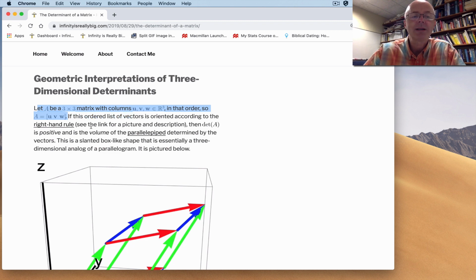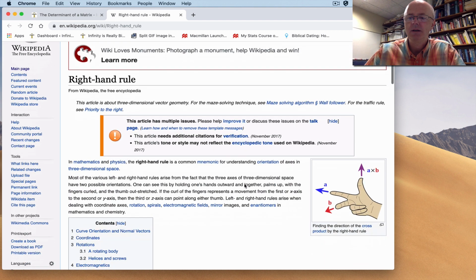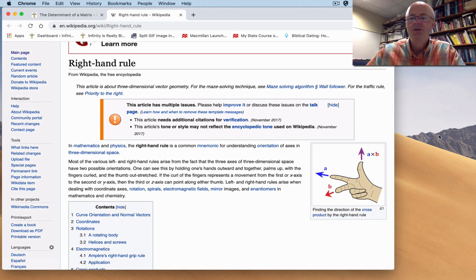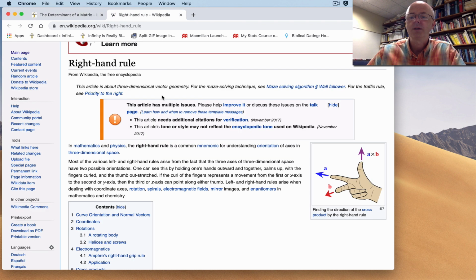In other words, you could write A symbolically like this: u, v, w. If this ordered list of vectors is oriented according to something called the right-hand rule. Now at this link there's a picture of it. Though I will tell you in this picture from Wikipedia here, they introduced something else called a cross product. They've got 3 vectors here, a, b, and this third vector, that's their cross product that I'm going to call c. You could think of these in my setup as being the vectors u, v, and w, with, I can do this here for you.